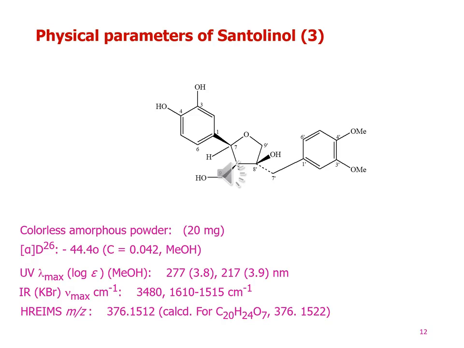The IR spectrum is taken in a potassium bromide disc, and it shows absorption at 3480 and 1610 to 1515, which shows the presence of a hydroxyl group and aromatic moieties respectively. The HR-EI mass confirms the molecular mass, that is 376.1512, which confirms the molecular formula, that is C20H24O7. So in the next slide we will discuss the proton NMR, C13 NMR, HMBC, and HMQC to confirm the structure of the Santolinol molecule.